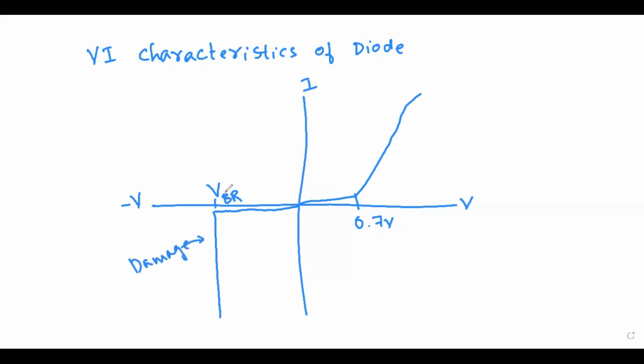Therefore, the diode is only operated in forward bias, not in reverse bias. It means the diode is preferred to be operated in forward bias.